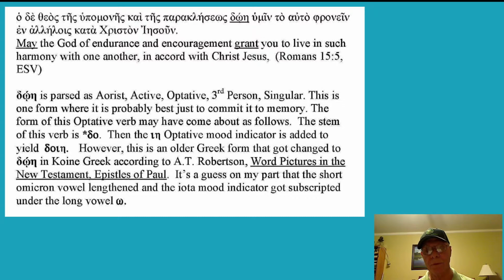The form of this optative verb may have come about as follows. The stem of this verb is delta omicron. Then the iota eta optative mood indicator is added to yield delta omicron iota eta. However, this is an older Greek form that got changed in Koine Greek according to A.T. Robertson, Word Pictures in the New Testament, Epistles of Paul. It's a guess on my part that the short omicron vowel lengthened and the iota from the mood indicator got subscripted under the long vowel omega.